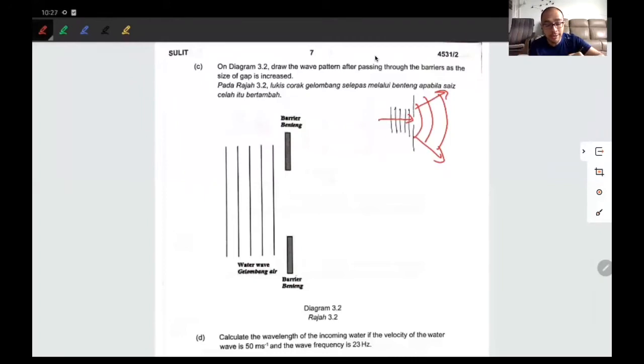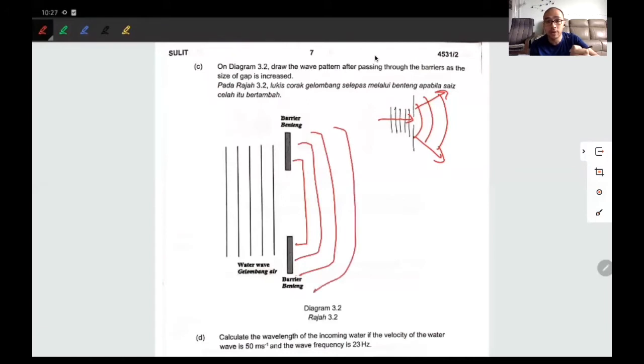But if you increase the gap, the wave over here on the left side is not going to feel so much of a difference. So there is still some spreading out, but the wave will look like this, not very spread out, just a little, almost straight.